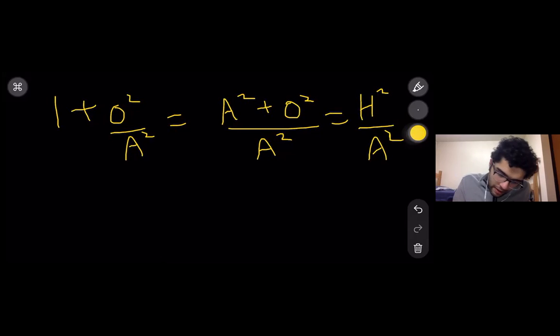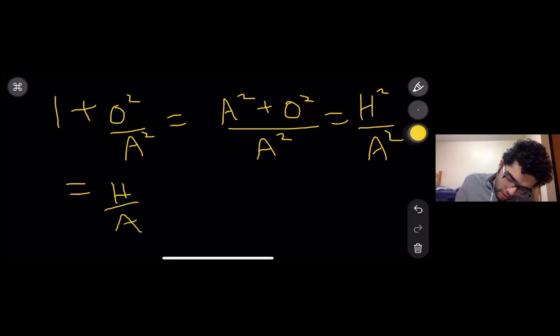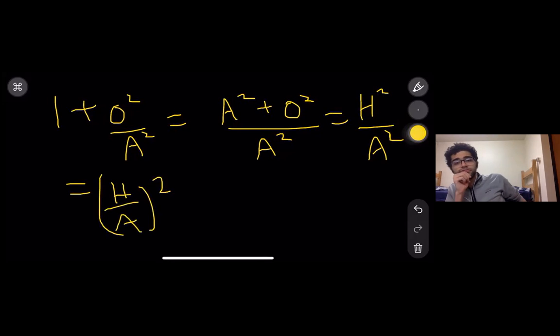Right? So now I can write this as h by a the whole square. So far so good. I can go very slowly if this is a little confusing. We're just doing algebra here. Right now we're not using any definitions. Once we wrote it as 1 plus o squared over a squared, we write 1 as a squared over a squared, and then we add them. A squared plus o squared is hypotenuse squared, so we have h squared over a squared, and h squared over a squared is the same as h over a the whole square. None of these are 0, so we are allowed to do all of this.